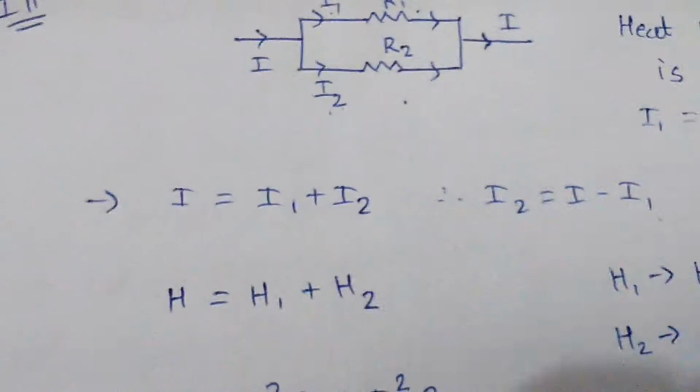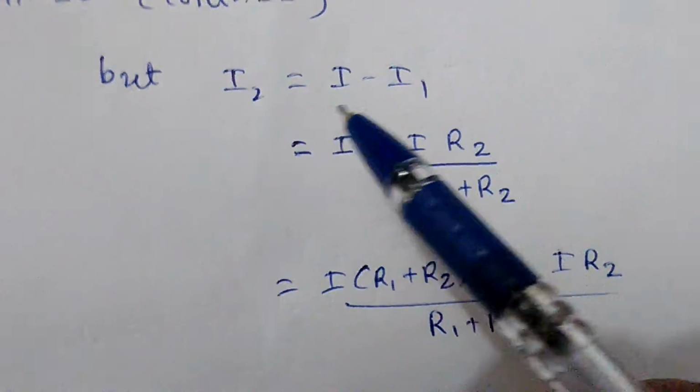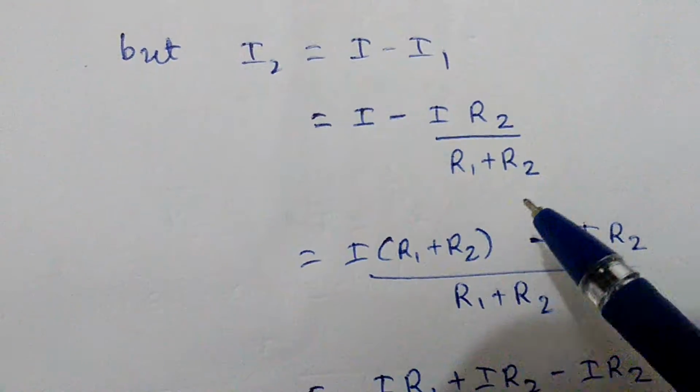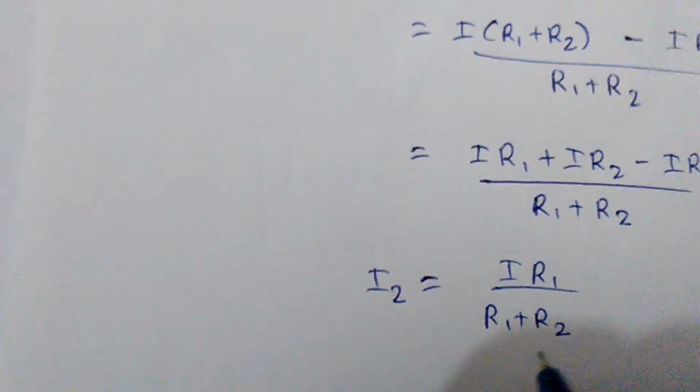But we also have to evaluate the value of I2. For that we can say that I2 is equal to I minus I1. So I1 has a value of I R2 upon R1 plus R2, and if we simplify that equation, we are going to get I2 equal to I R1 upon R1 plus R2.